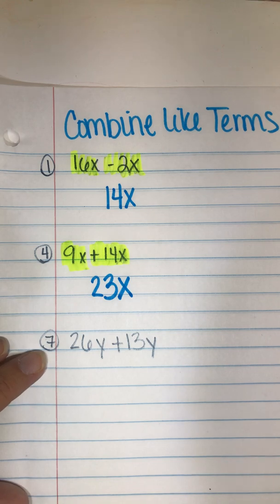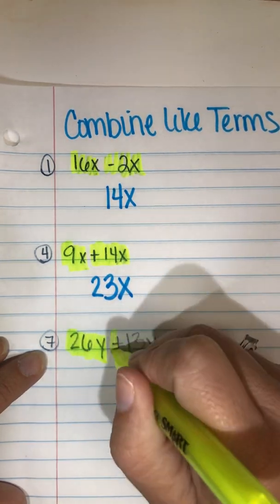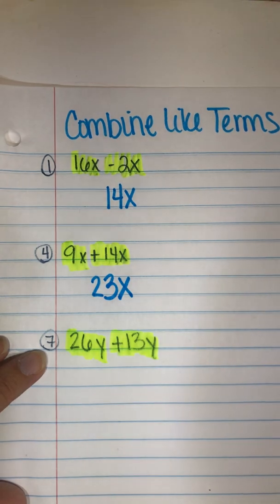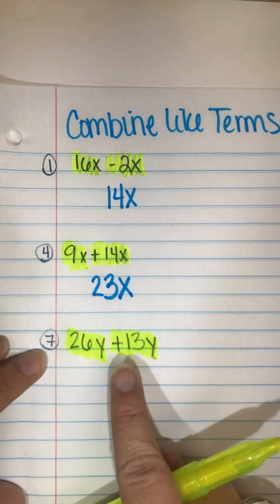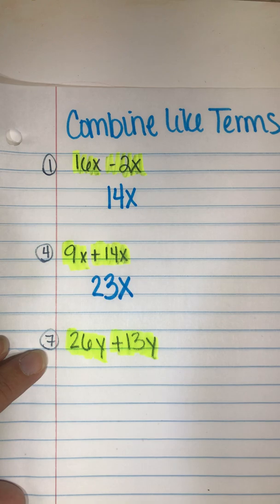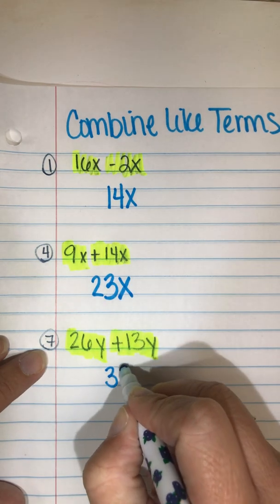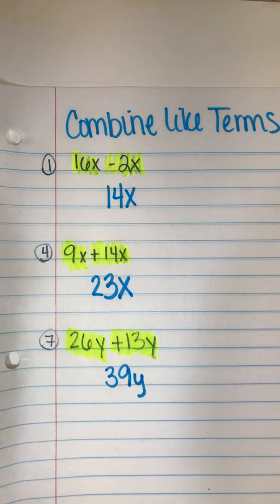The next one is question number 7. First step I need to do is identify my like terms. My like terms are 26y and a positive 13y. Now remember, they are like terms because they have the same variable parts. They both have a y. So 26 plus 13 is 39, and then we have a y that tags along with it. You're just putting those things together.